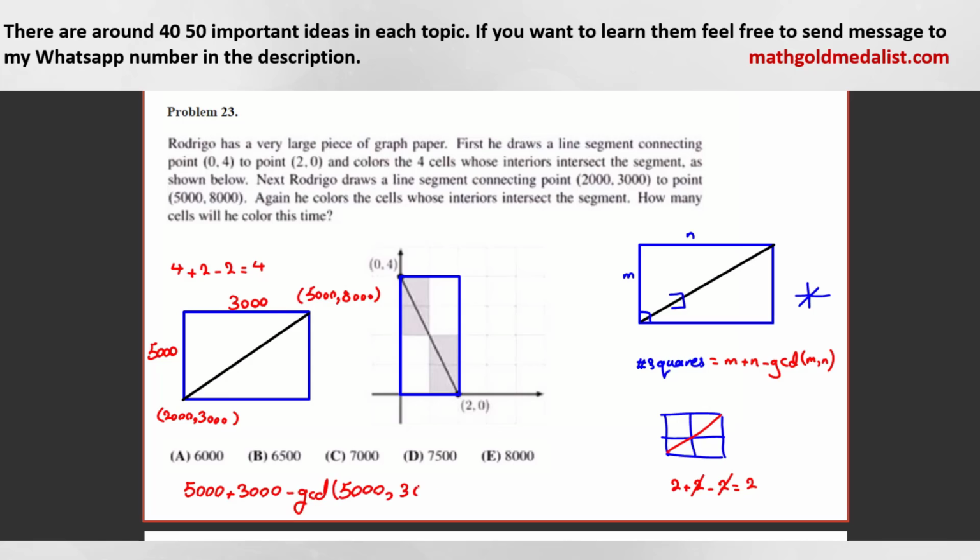Okay, and then it will be 8000 minus the GCD. The GCD of these two numbers is 1000 because you can factor out 1000. It will be GCD of 5 and 3 times 1000. The GCD of 5 and 3 is 1. So it will be 7000. Now we can say the answer is choice C. Okay. Now let me tell you a similar problem and then prove this idea.